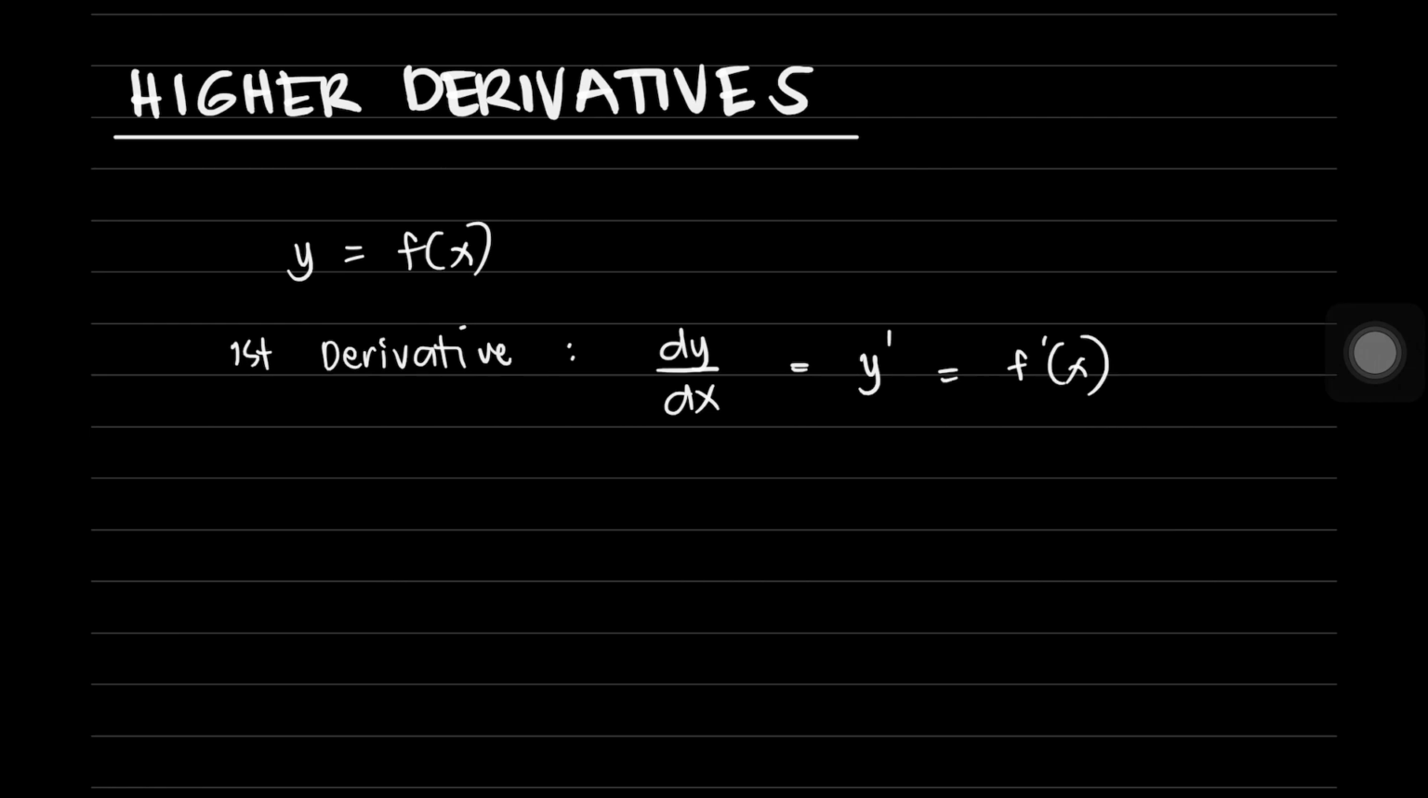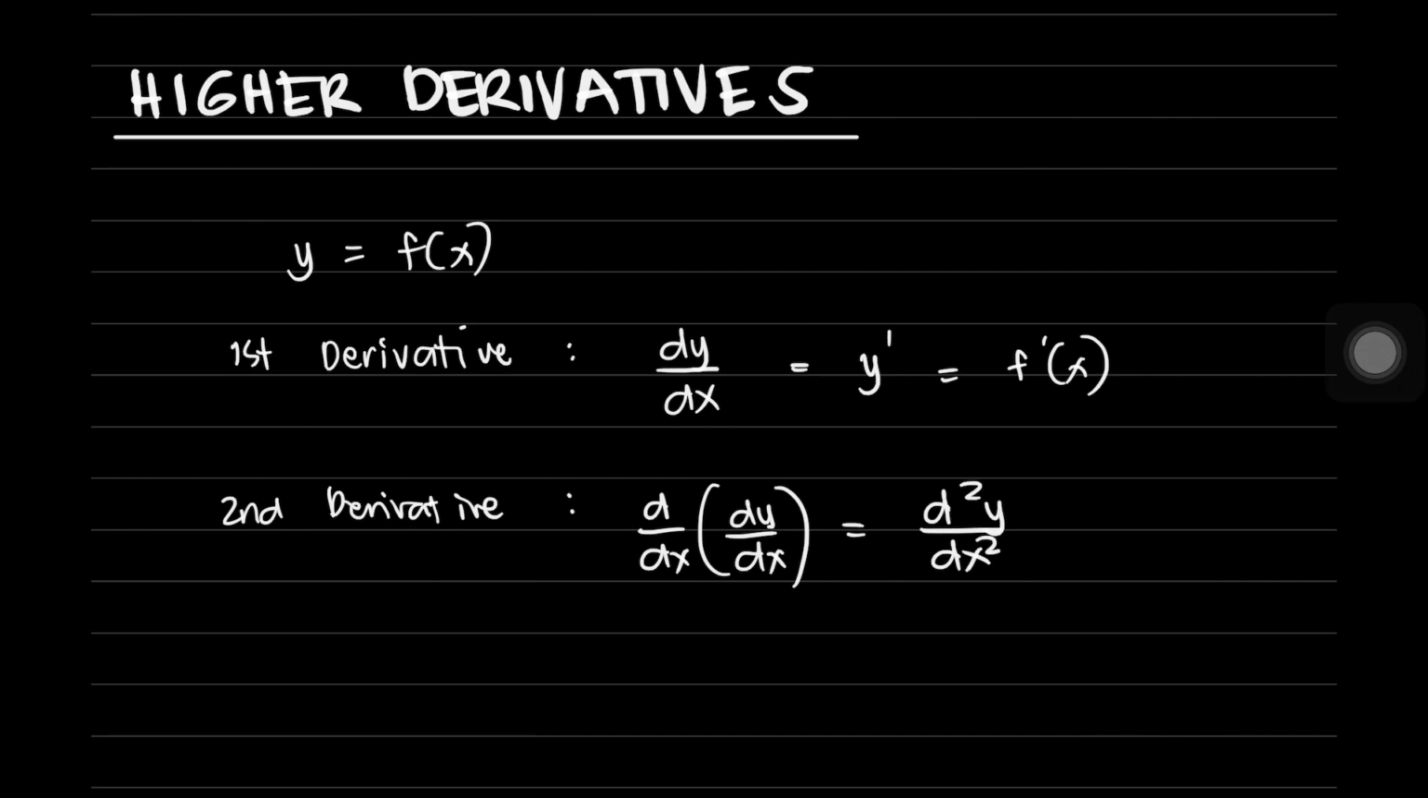Now, solving for the second derivative of y, we're going to obtain the derivative of the first derivative, and that is now the second derivative of y. Meaning, the derivative with respect to x of the first derivative of y is actually the second derivative of y. And that is denoted by y double prime or f double prime of x.